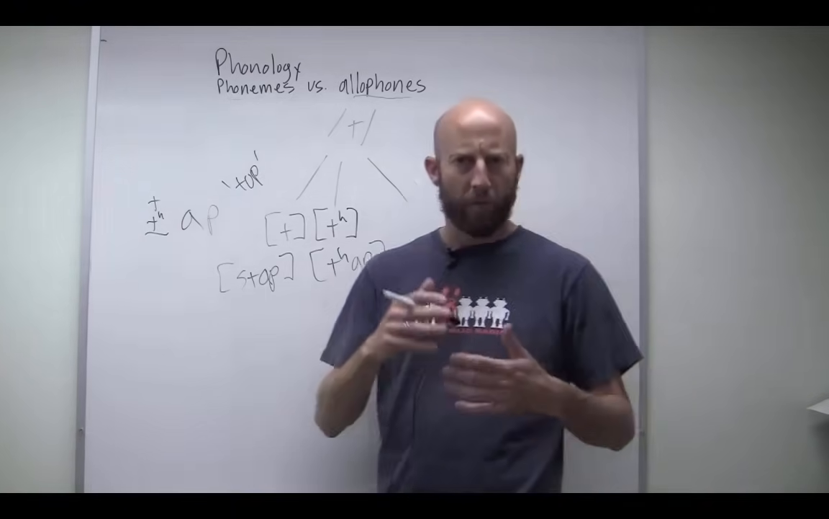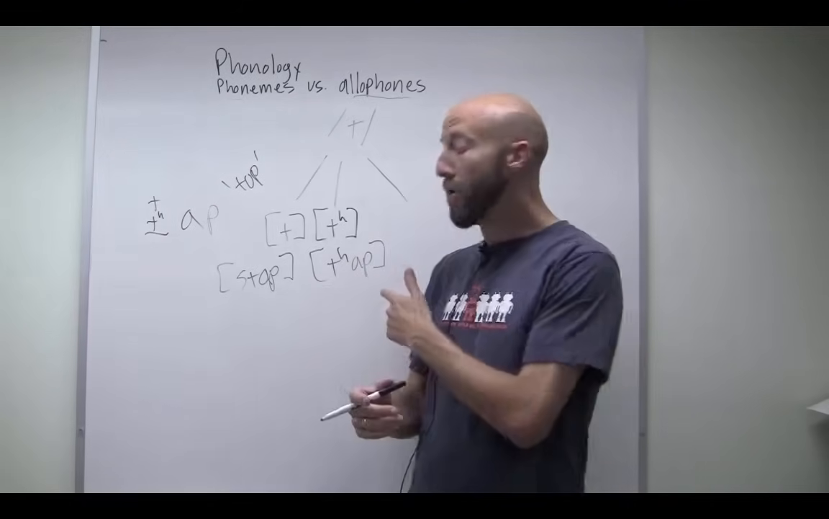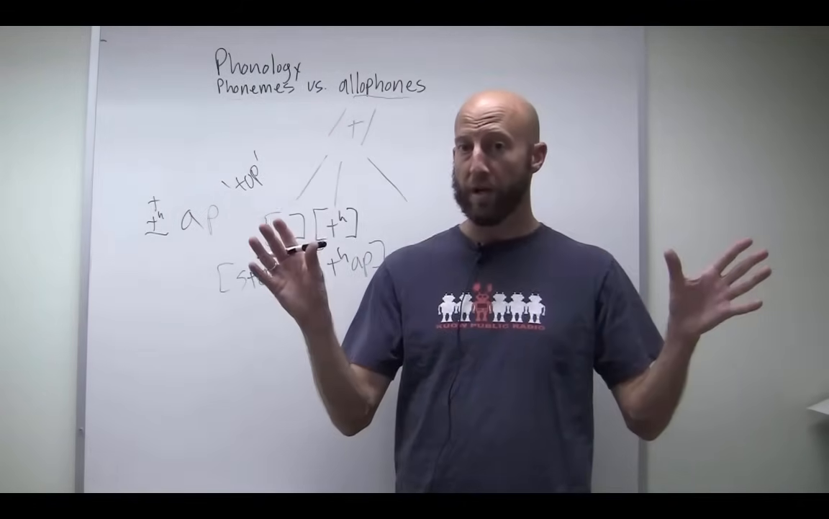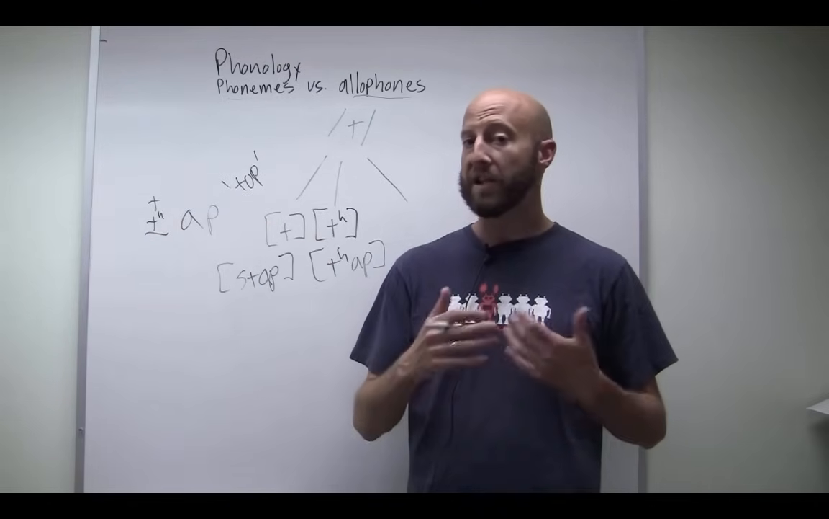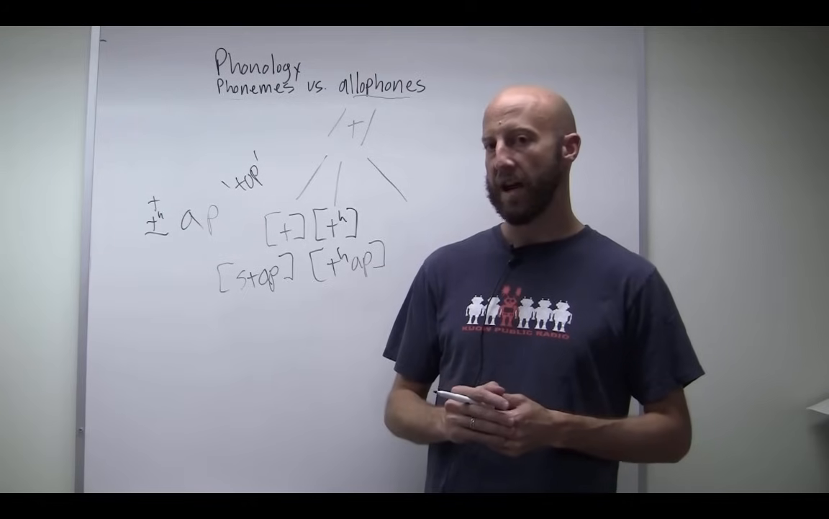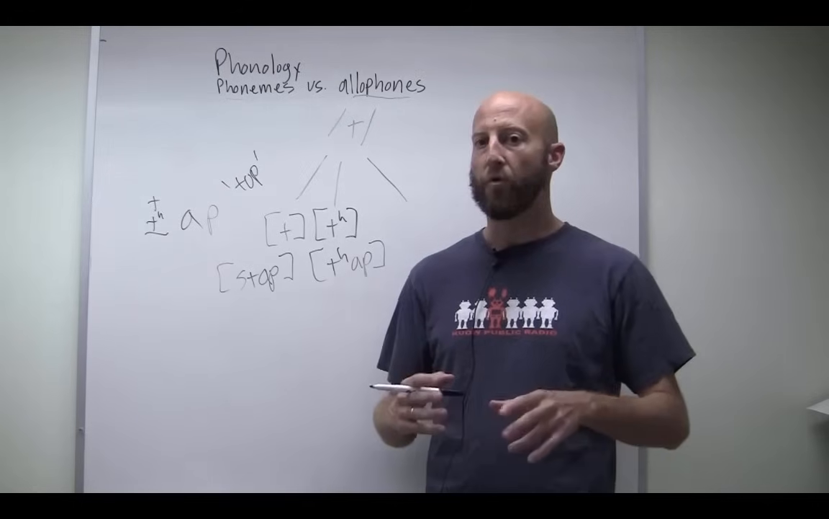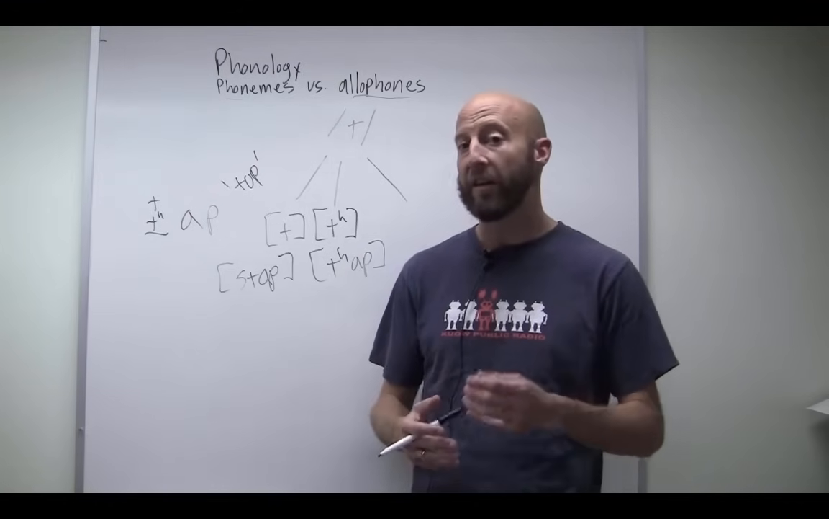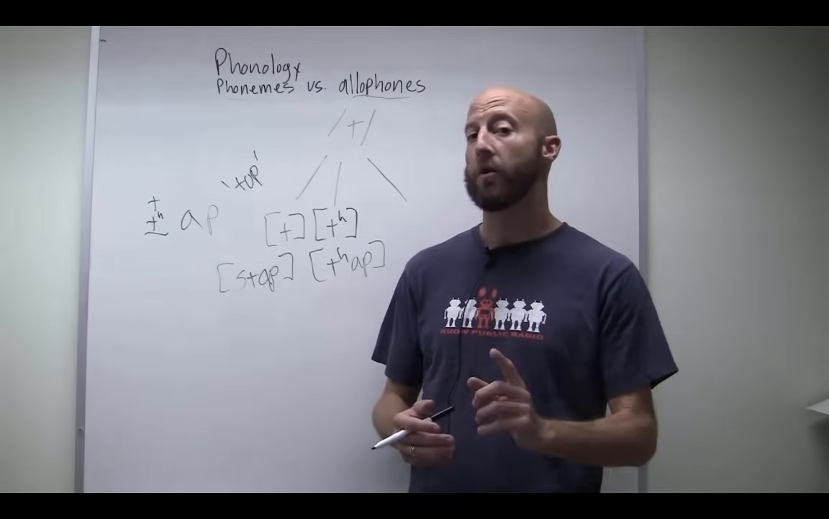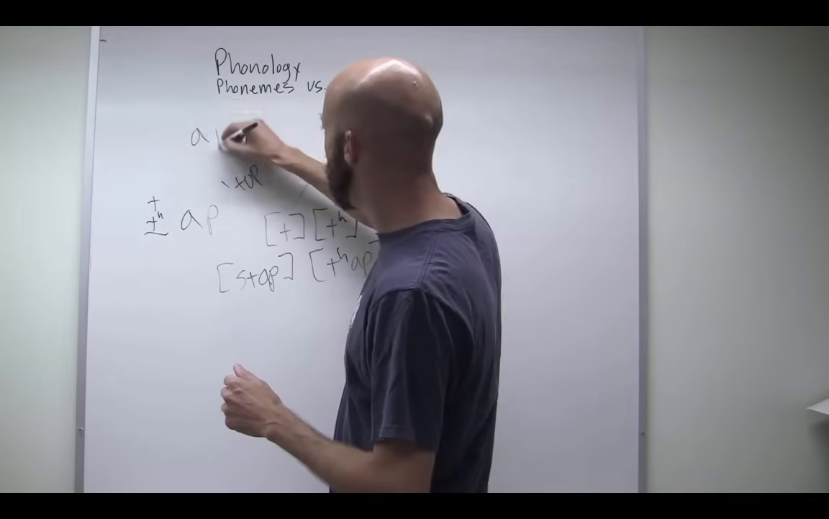So how do you know, if you're looking at two sounds in a language and you're wondering, are these allophones of the same phoneme or are they two different phonemes? There's actually a couple of tests that you can use. The best one is what's called the minimal pairs test. A minimal pair in a language is two forms, two words that are the exact same except for one sound. So let's take, again, this environment here.